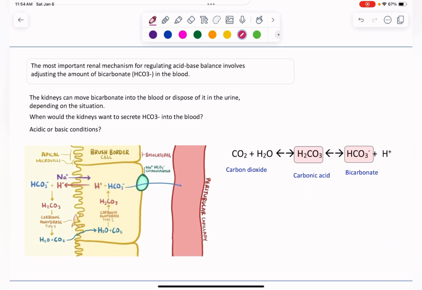The most important renal mechanism for regulating acid-base balance involves adjusting the amount of bicarbonate in the blood. Let's look at this figure down here to explain this. We haven't talked about the kidneys yet, but what happens is blood moves into the kidneys, and blood is filtered out of the kidneys through millions of these tiny structures called nephrons.